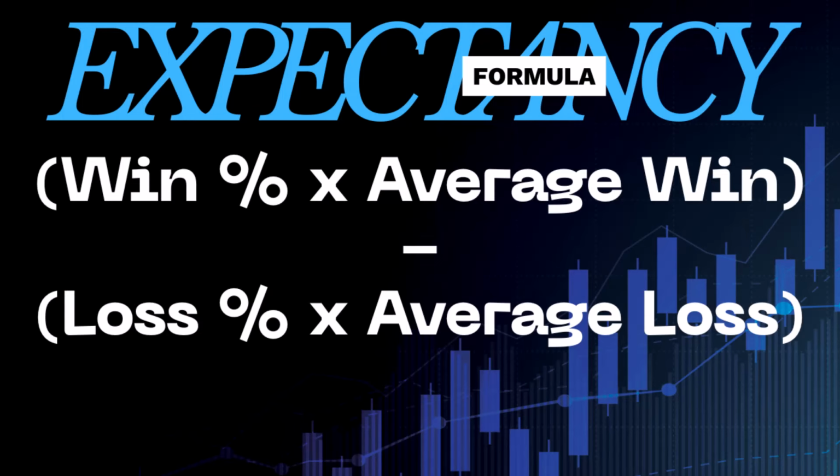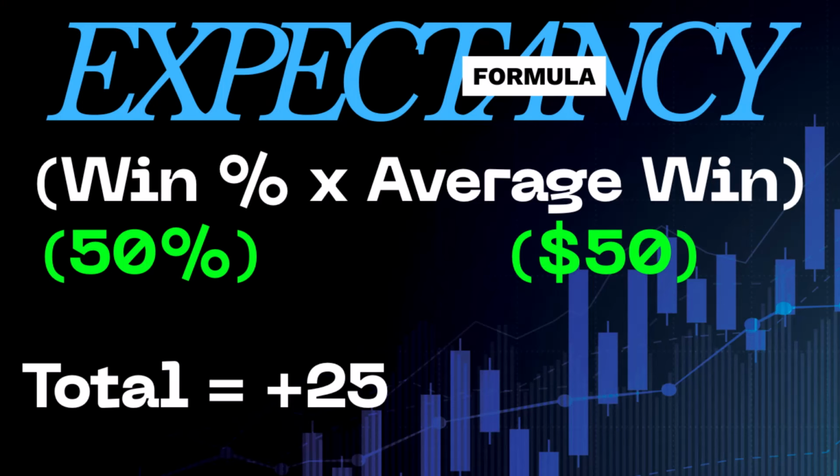So let's start with the first section between the parentheses, which is going to be our win percentage times our average win. Again, we'll simplify things. Let's make our win percentage 50%. We are a 50% trader. We are going to have an average of 2-to-1 risk reward. So let's say my win percentage is 50%, and let's say my average win, we'll put it in dollars, is going to be $50. That number is going to give me 25. So take that number 25 and store it underneath that section.